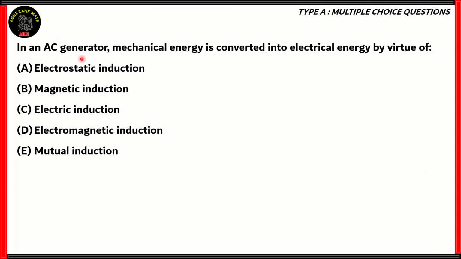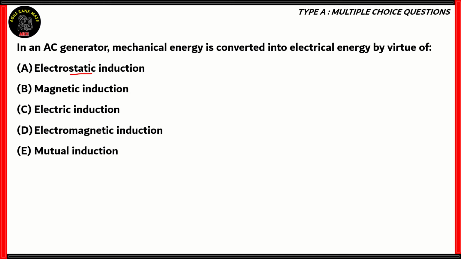In an AC generator, mechanical energy is converted into electrical energy by virtue of electrostatic induction, magnetic induction, electric induction, electromagnetic induction, mutual induction. Now, if you know this already, then you would know that the AC generator is based on electromagnetic induction. But suppose you wanted to eliminate the options, then you can start off with all the 5 options. Option A is electrostatic induction.